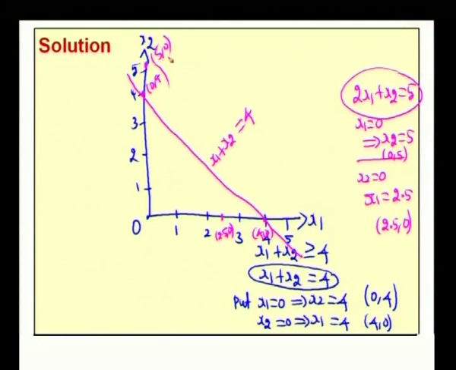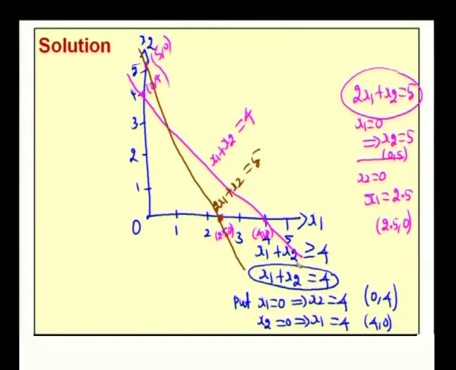Now, by joining these two points, we get this curve. This is nothing but our curve 2x1 plus x2 equal to 5. Therefore, by temporarily ignoring the inequality sign of the constraints and considering equality of those two constraints, we plot the curve in the graph.